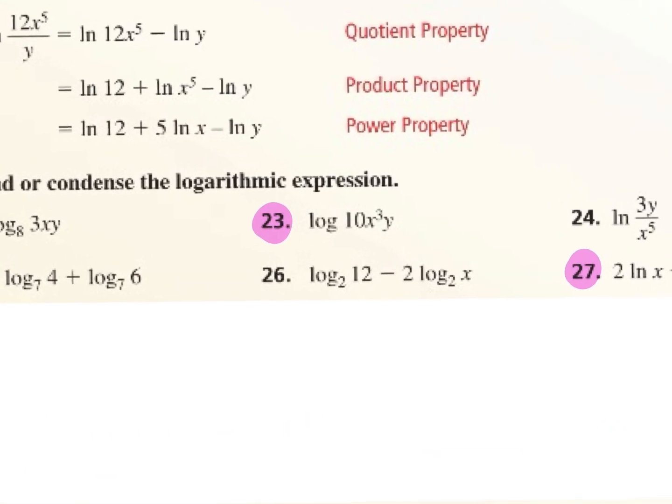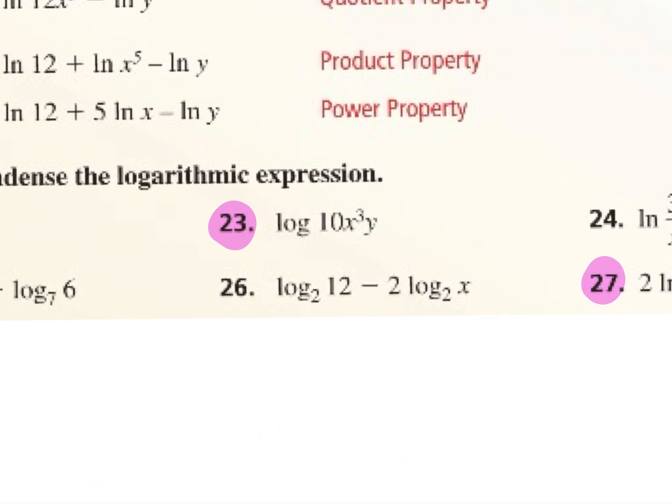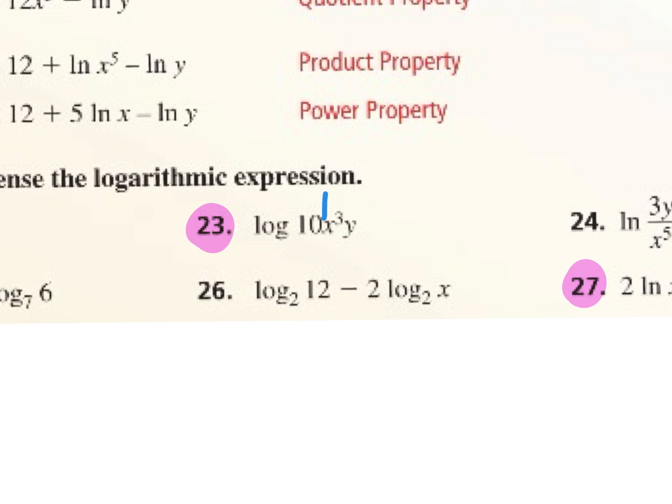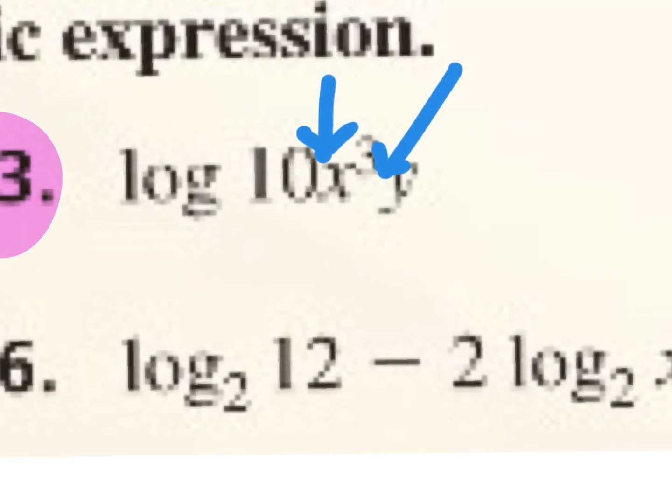But if you look at number 23, all right, 23, is this already smushed together or is it already pulled apart? It's already smushed together. Okay, now guys, look, in between each number or letter, I know you don't see anything, but what's happening between the 10, the x, and the y? Multiplication. What does multiplication become? Addition. And what do exponents become?